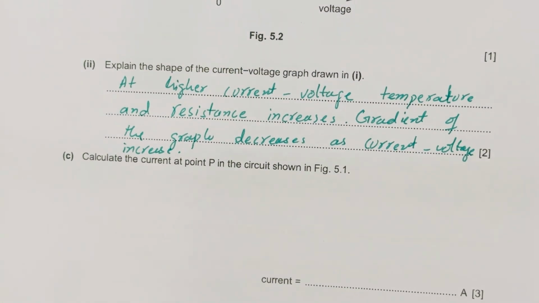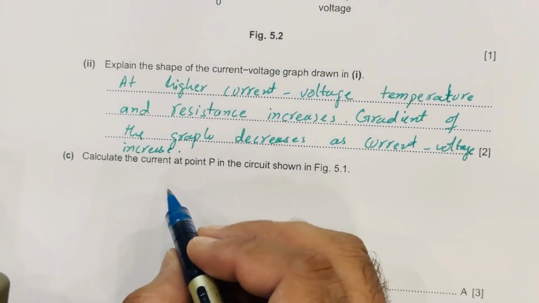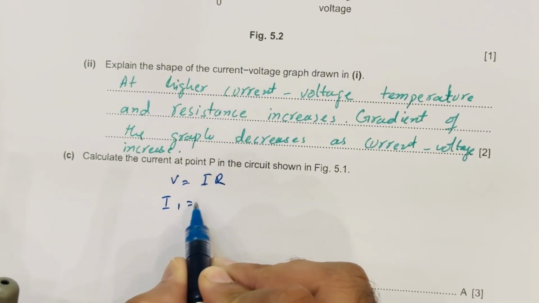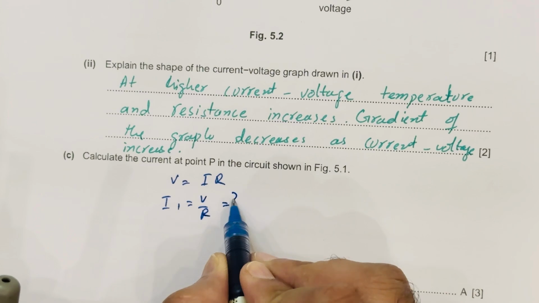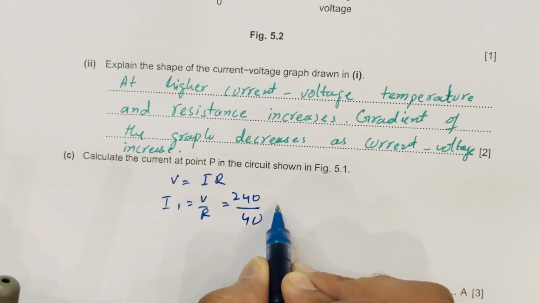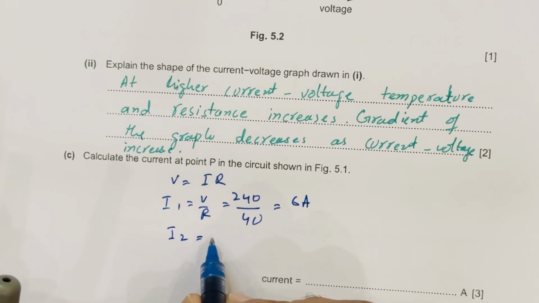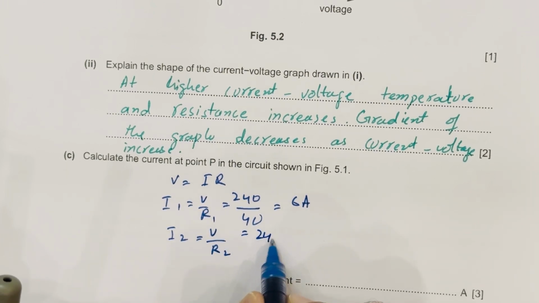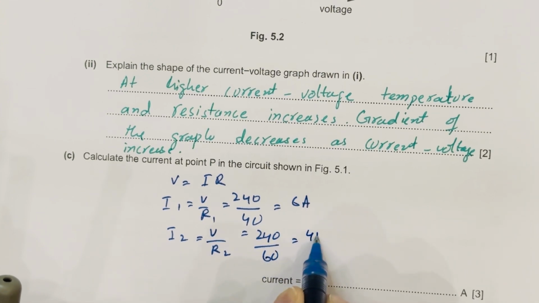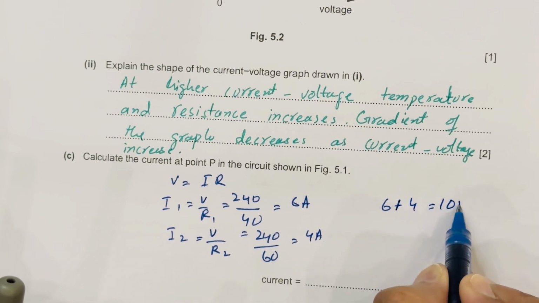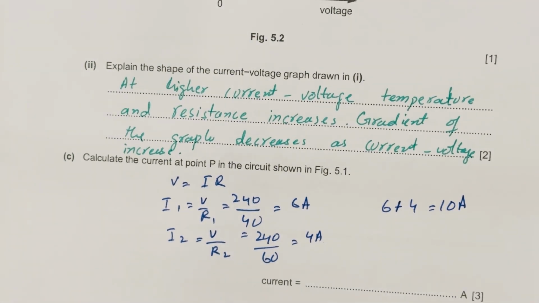Okay, we know that the formula for the voltage is V equals IR, then I1 is equal to V by R. So it would be 240 over 40, and you get 6 ampere. Then I2 would be V over R2, and this would be equal to 240 over 60, and it would be 4 ampere. So the total current would be 6 plus 4, that is equal to 10 ampere. So our answer would be 10 ampere.